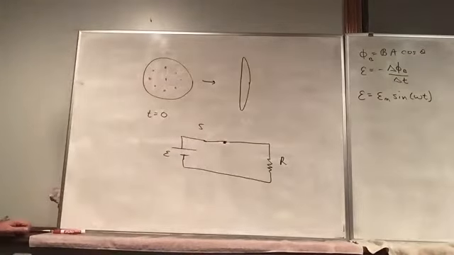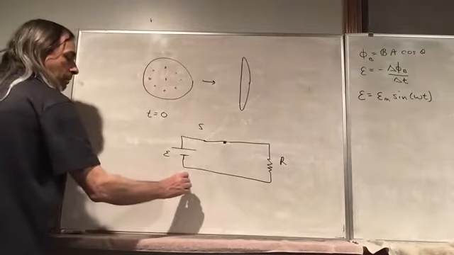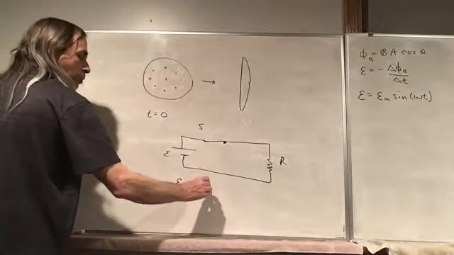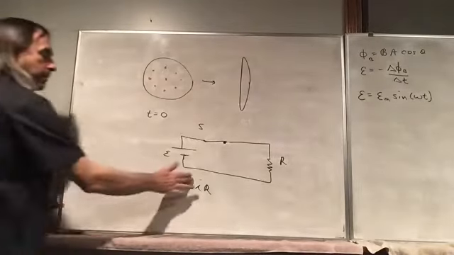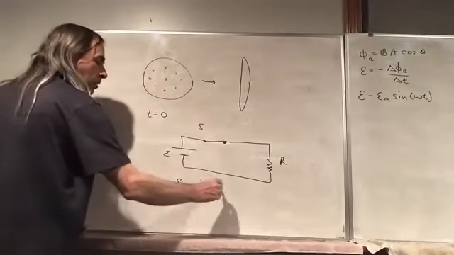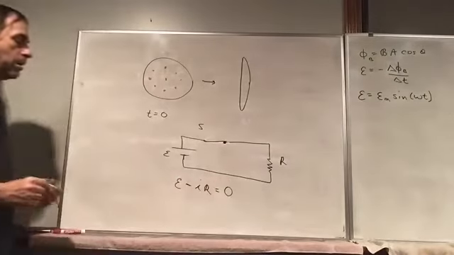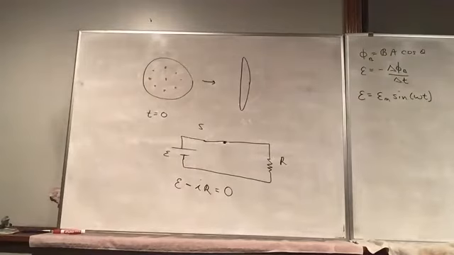And now before we close the switch, we could say, just from the loop rule, epsilon minus IR equals 0. Just using our loop rule. But it's not quite that simple now, because once we close a switch, we have a changing current.